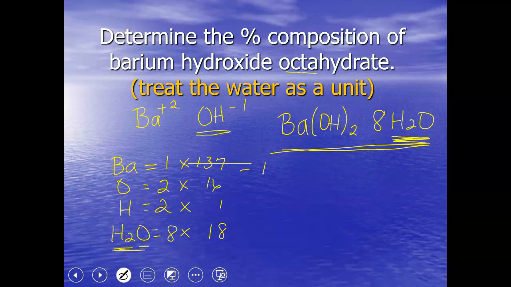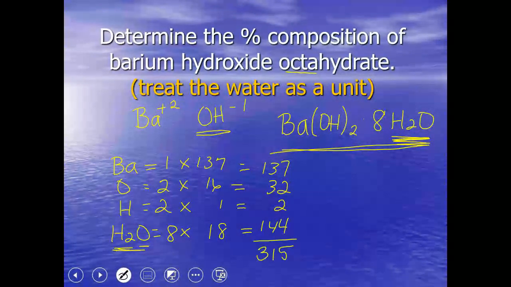So now we need to get our subtotals for all of these different elements. So 1 times 137 is 137. 2 times 16, we'll get 32. 2 times 1 is 2. 8 times 18 is 144. And then we total it to get the molar mass for this particular hydrate. And when I added those together, I got 315. So this is the total number of grams in 1 mole of the hydrate.